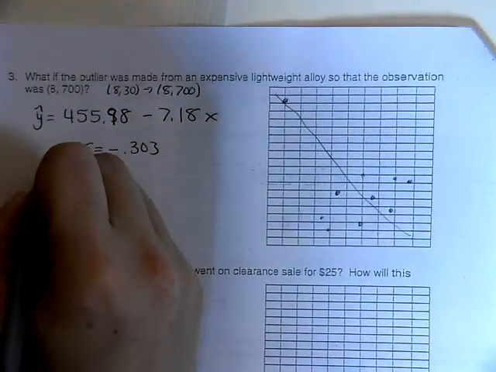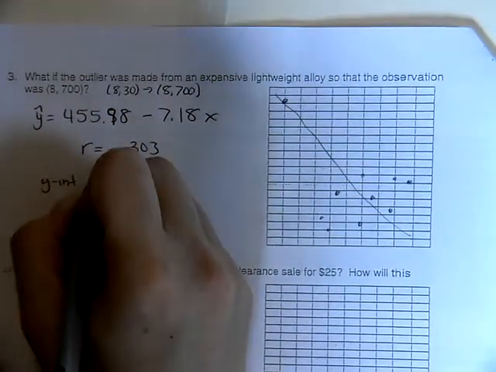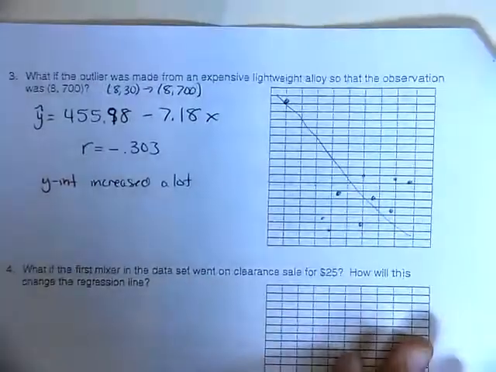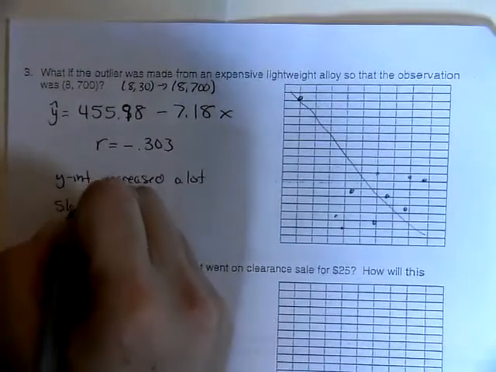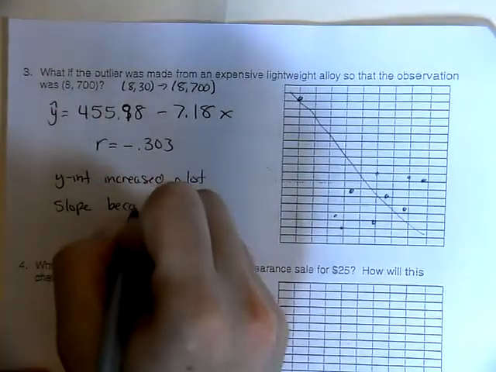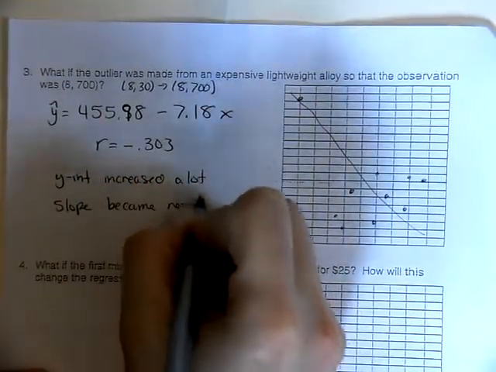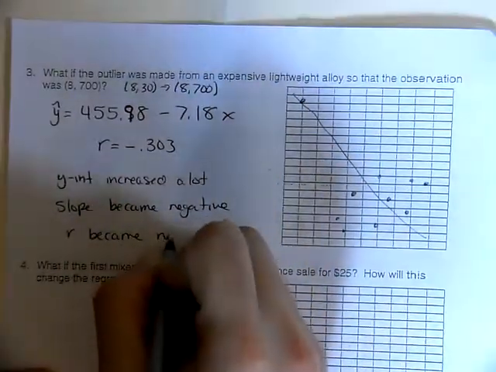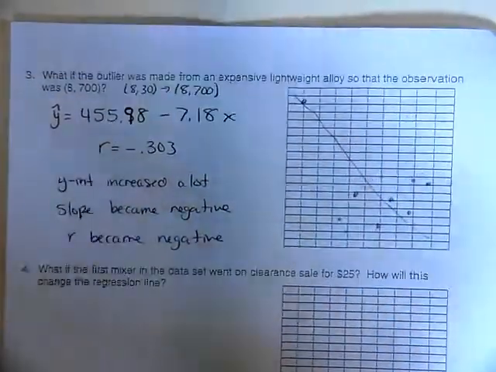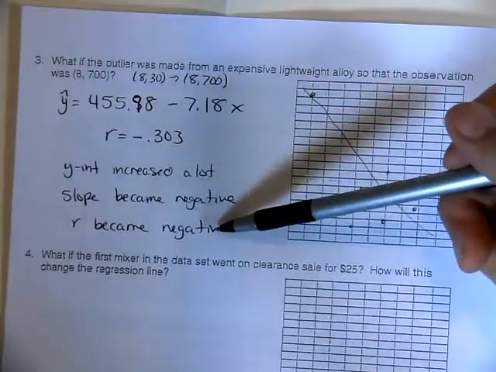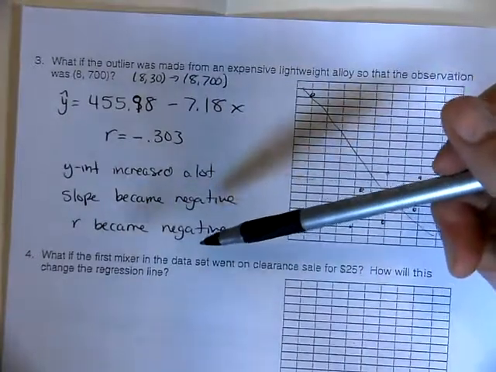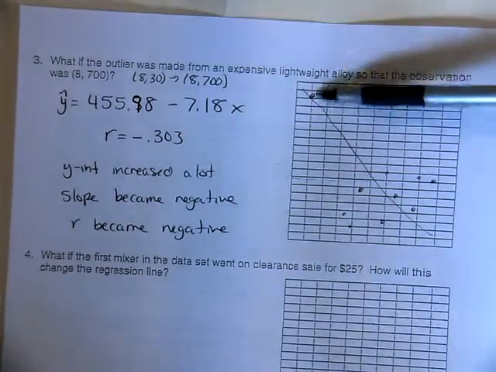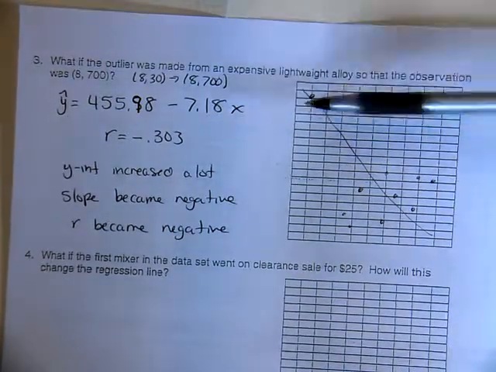So let's talk about what happened. The y-intercept increased a lot, right? It became a lot more positive. The slope became negative, and r became negative. Remember, your slope and your r value should match. If the slope is negative, r should be negative. If the slope is positive, r should be positive. So obviously this is a special point, and we're going to talk about that in a second.